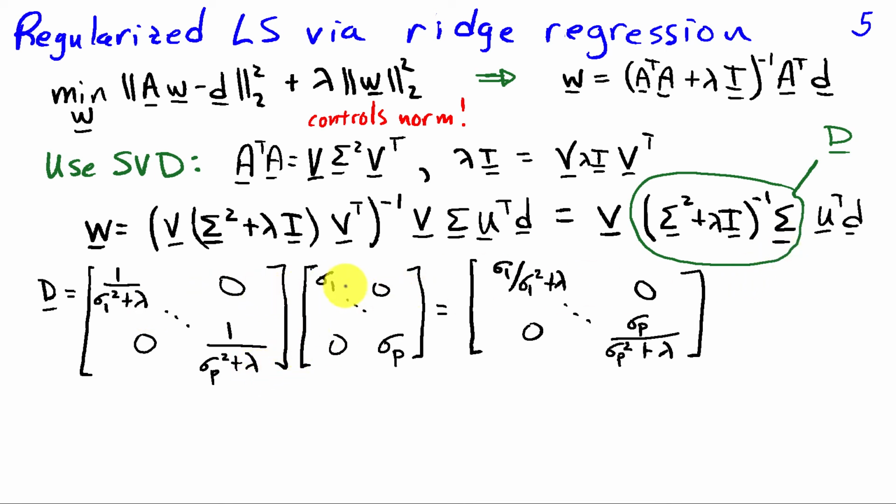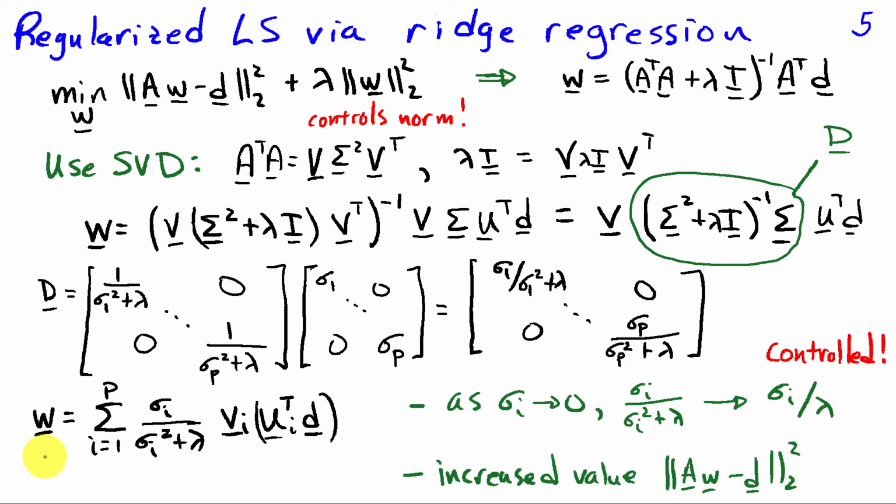So this D matrix is a diagonal matrix, and on the diagonal it has elements sigma 1 divided by sigma 1 squared plus lambda, all the way down through sigma p divided by sigma p squared plus lambda. So the expression for W can be rewritten as the sum from i equals 1 to p, quantity sigma i divided by sigma i squared plus lambda, times v_i times the inner product u_i transpose D.